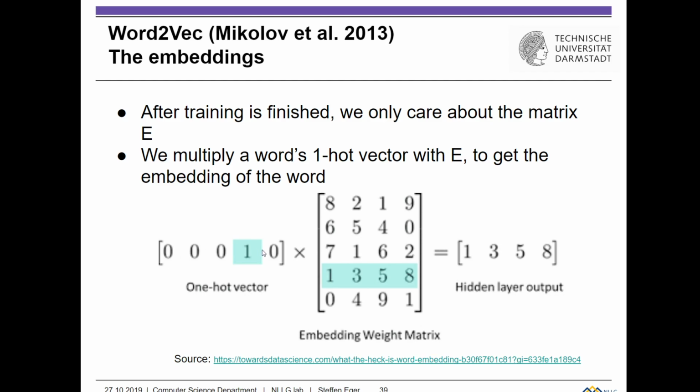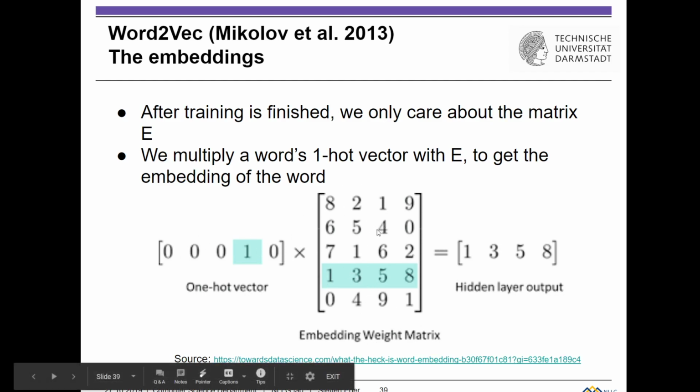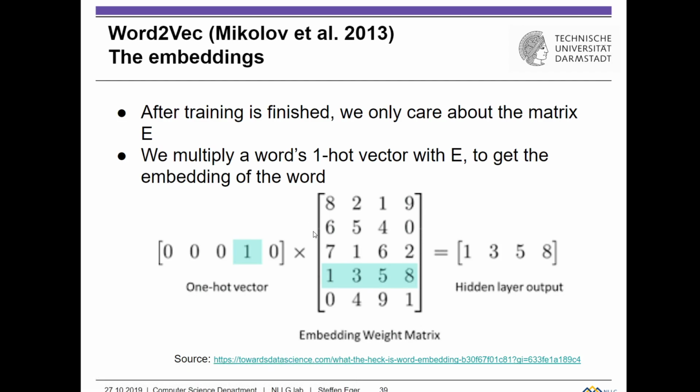And as you see, a one-hot vector comes in, and if this one-hot vector is multiplied by this embedding matrix, then we get out exactly the vector at the index that corresponds to this word. So the fourth index, we would get the fourth row of this matrix, and this fourth row is then exactly the vector representation of the fourth word in the vocabulary.